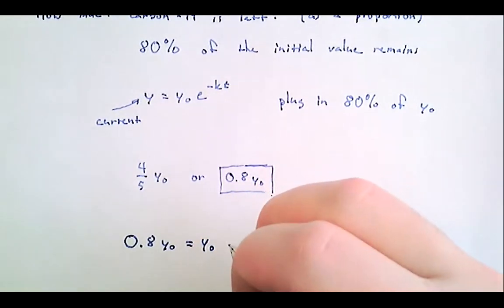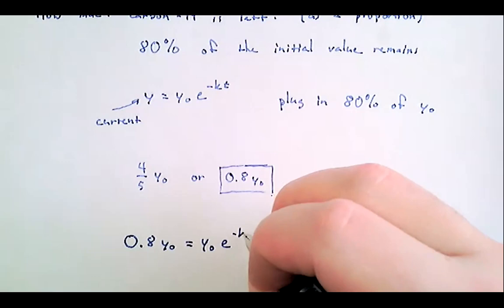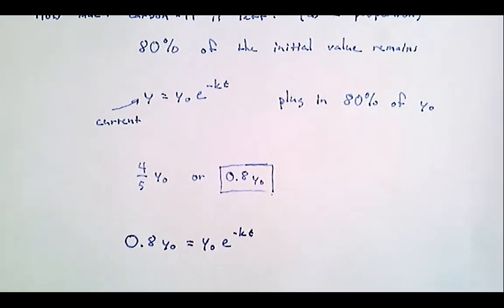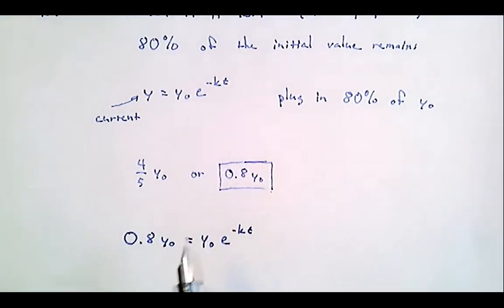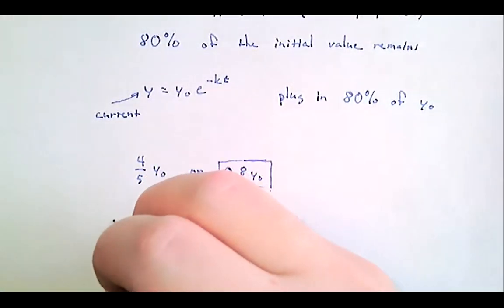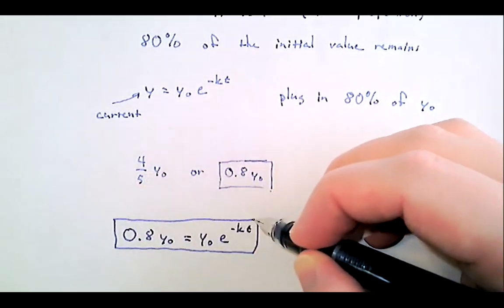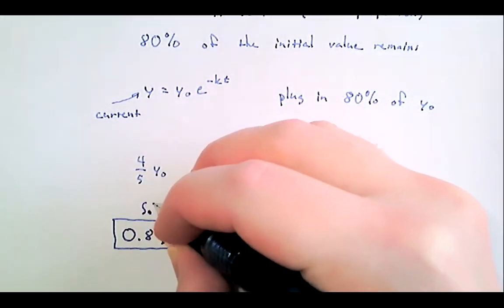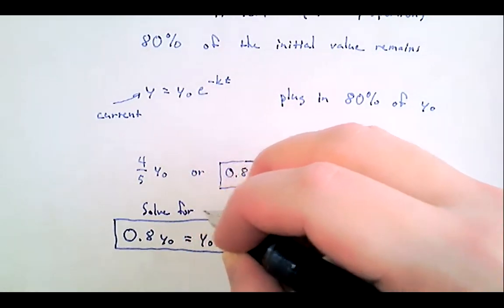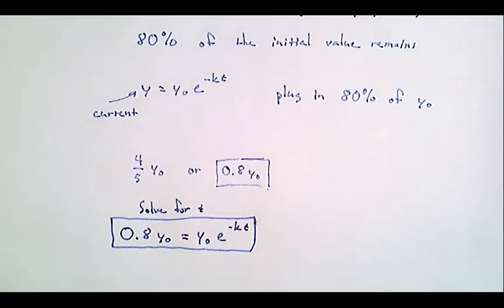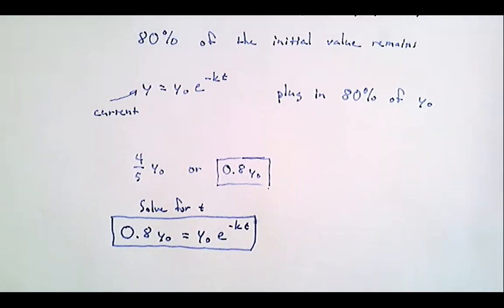And I want to solve for t. Does anyone notice a problem? This is what we want to solve. Does anyone notice a problem with this? Can we solve it yet? Are there perhaps some missing values? We don't know k. Right.